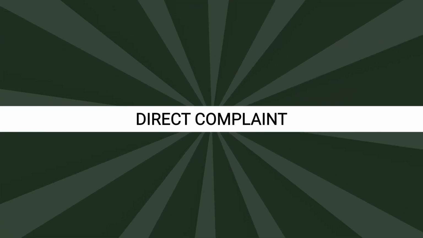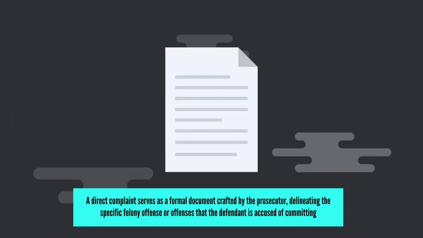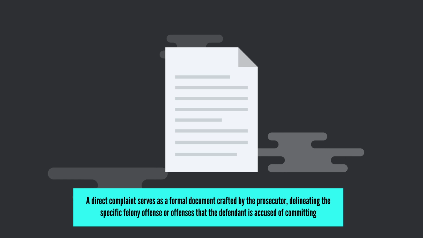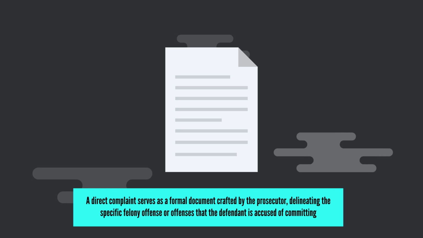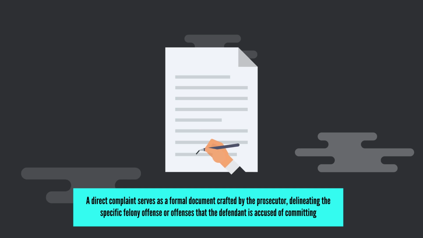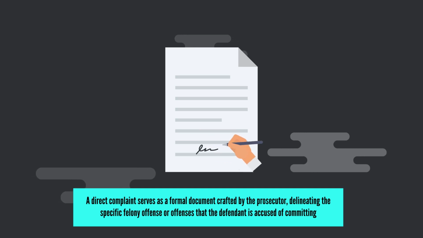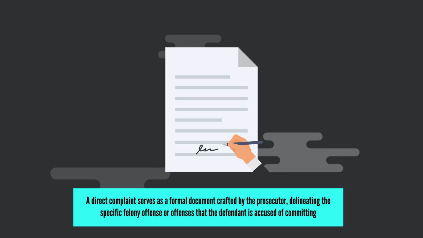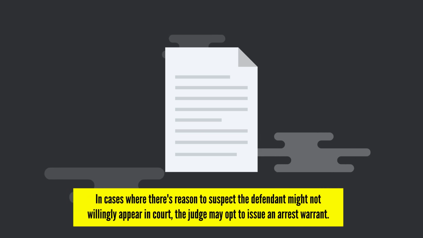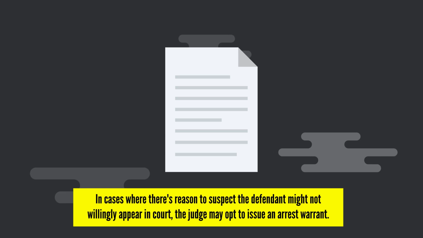Direct complaint. A direct complaint serves as a formal document crafted by the prosecutor delineating the specific felony offense or offenses that the defendant is accused of committing. This crucial legal instrument undergoes scrutiny by a judge who assesses the presented evidence to ascertain its sufficiency. If deemed substantial, the judge proceeds to sign the complaint, initiating the issuance of a summons. This summons compels the alleged offender to attend a preliminary hearing, where they are formally apprised of the charges brought against them. In cases where there's reason to suspect the defendant might not willingly appear in court, the judge may opt to issue an arrest warrant.